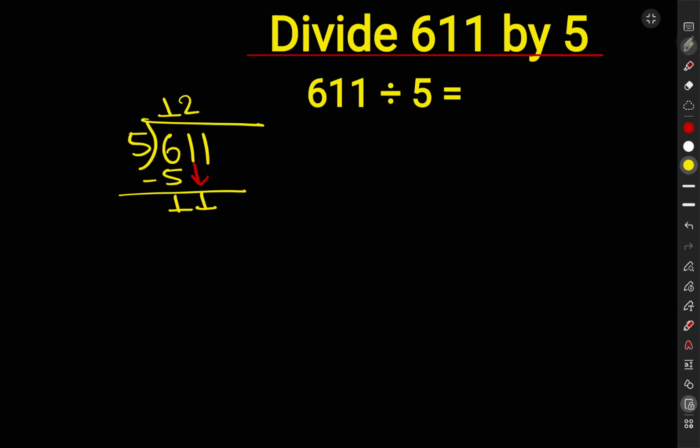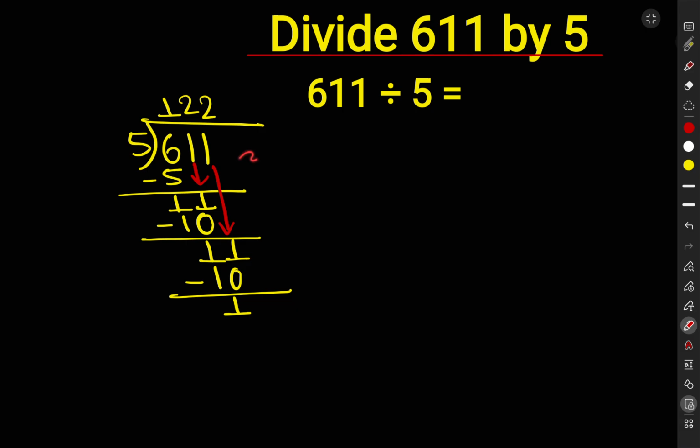So 5 times 2 is 10. On subtracting, we get 1. So again we put down this 1 and it is 11. So 5 times 2 is 10. On subtracting, we get 1.